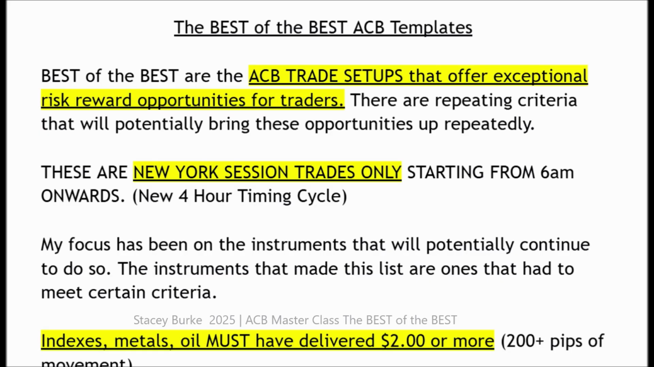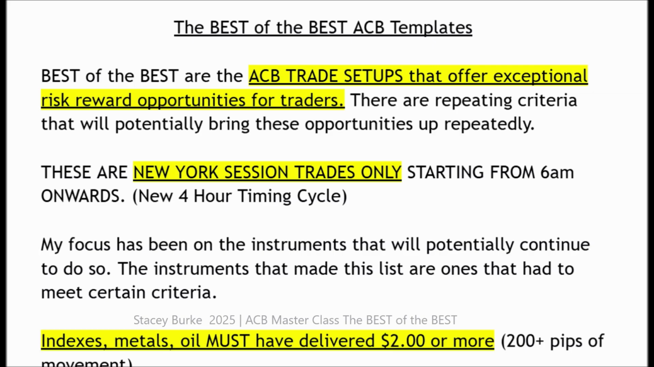Hello traders, in this module we're going to be covering the best of the best ACB templates. Hopefully we'll clarify some questions that have come up from traders after going through the other modules. Before we dive deeper into this, I want to emphasize to traders simplicity, rinse and repeat, simplicity, which is the goal of understanding the ACB trade setups.